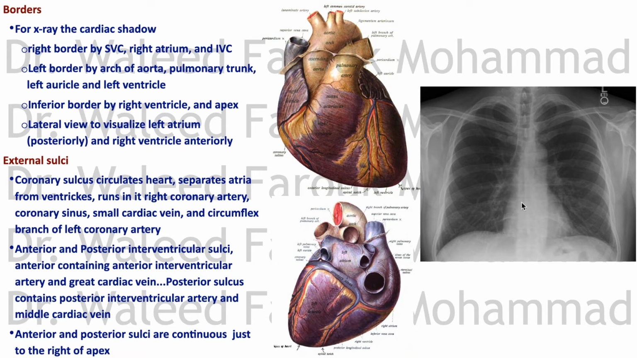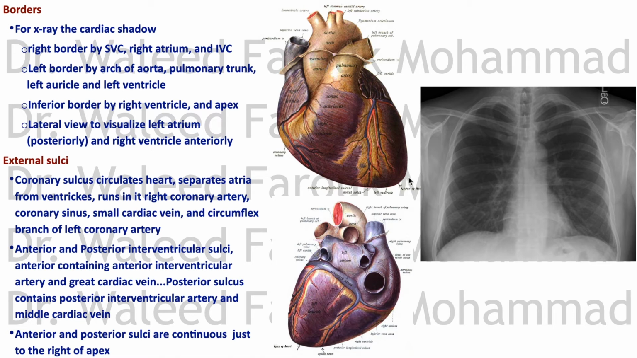The left border is formed by, see here in this specimen, arch of aorta. This arch here is called the aortic knuckle. You can identify it in the X-ray by the end of the arch and beginning of the descending thoracic aorta. Okay, below the arch you have the pulmonary trunk, right? So a little below here is the pulmonary trunk. And then you have the left auricle, which is extension of the left atrium. So this is the left auricle, and the rest is by the left ventricle. Okay, this is the left border of the heart.